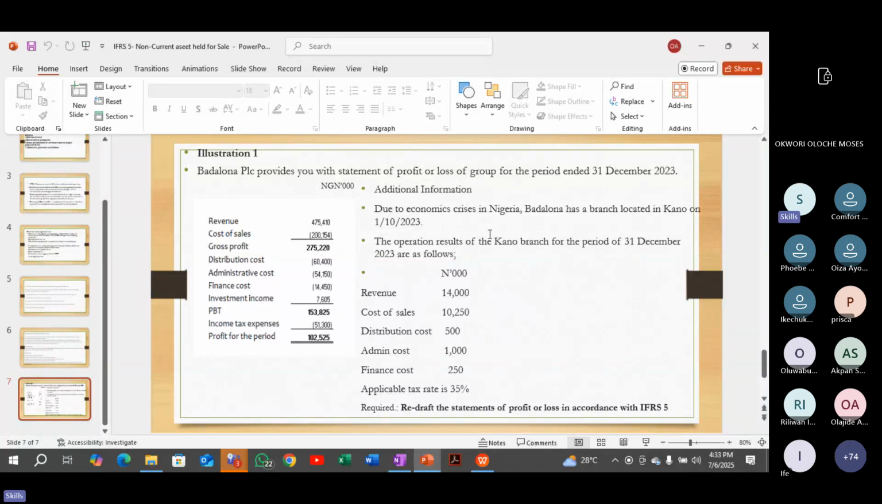So the operational results of the Kano branch for the period of 31 December 2023 are as follows. They gave you revenue, cost of sale, distribution cost, admin cost, finance cost. Applicable tax rate is 35%. Required: redraft the statement of profit or loss in accordance with IFRS 5. That means that I'll prepare it in accordance with IFRS 5.